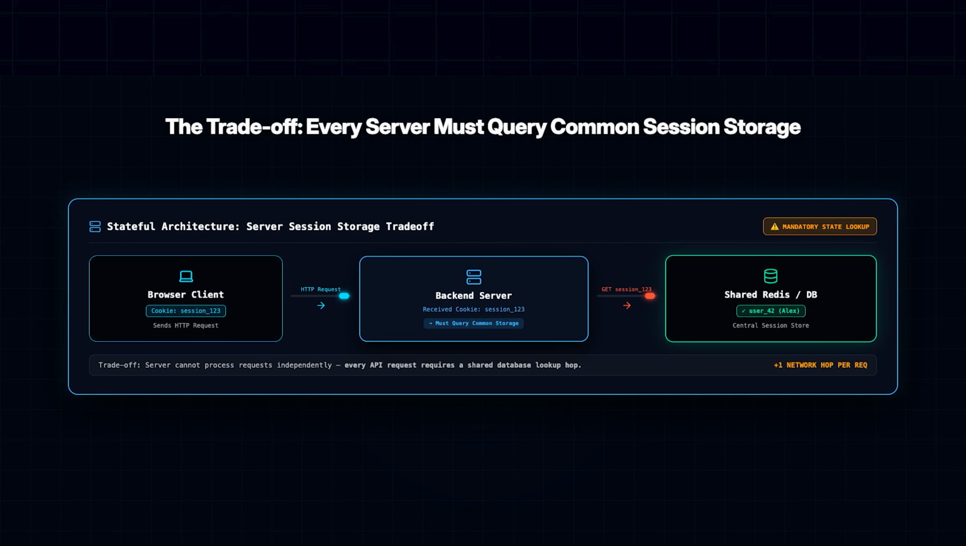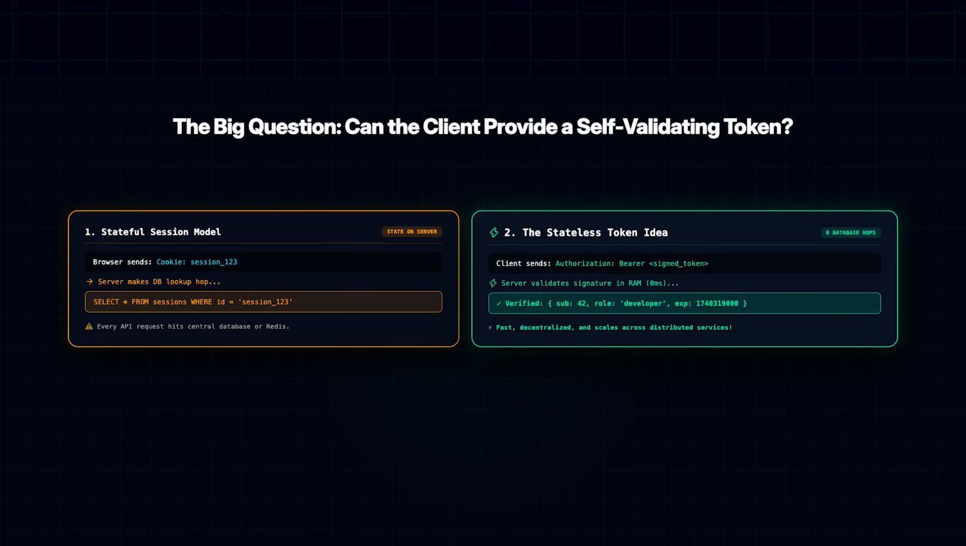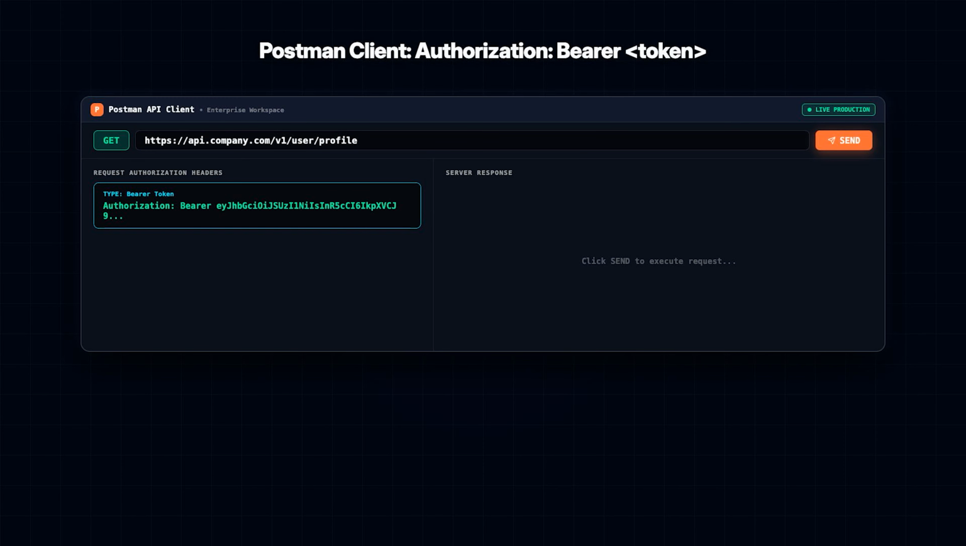The trade-off is that the server needs to store this session somewhere. If you have multiple backend servers, they normally need to access the common session storage, maybe Redis or maybe database. Now we get another idea. Instead of keeping authentication state on the server and looking it up every time, can the client give us some token that we can validate? That brings us to the bearer token and JWT.